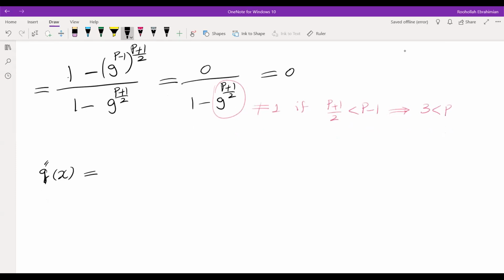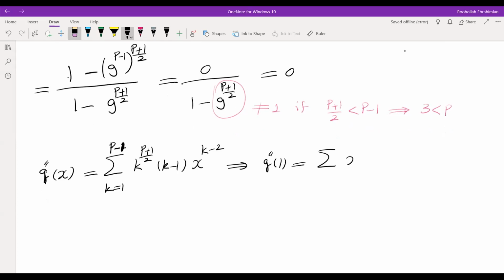If you take the derivative again, you get the sum of k to the power of p plus 1 over 2 times k minus 1 times x to the power of k minus 2, k equals 1 to p minus 1. But if you plug in 1, you get g double prime of 1 equals the sum. There are two different sums. You could write it down as k to the power of p plus 3 over 2 minus k to the power of p plus 1 over 2, k equals 1 to p minus 1. Both of these two, you can find what they are with the exact same process. So we seem to be on the right track.